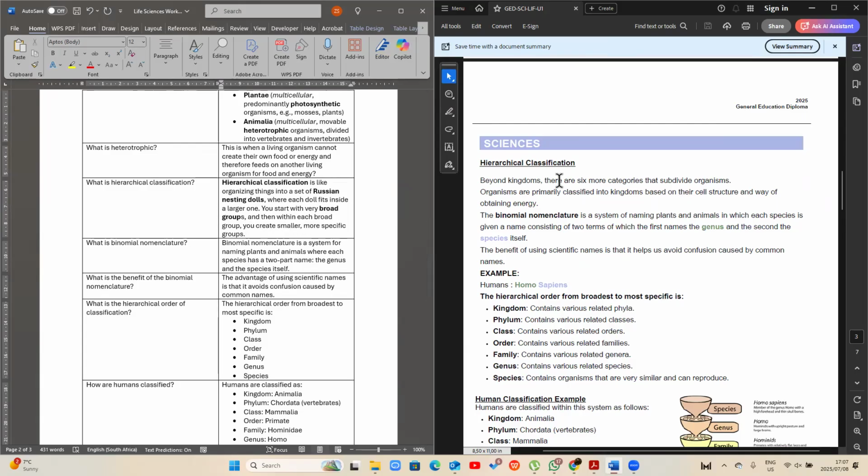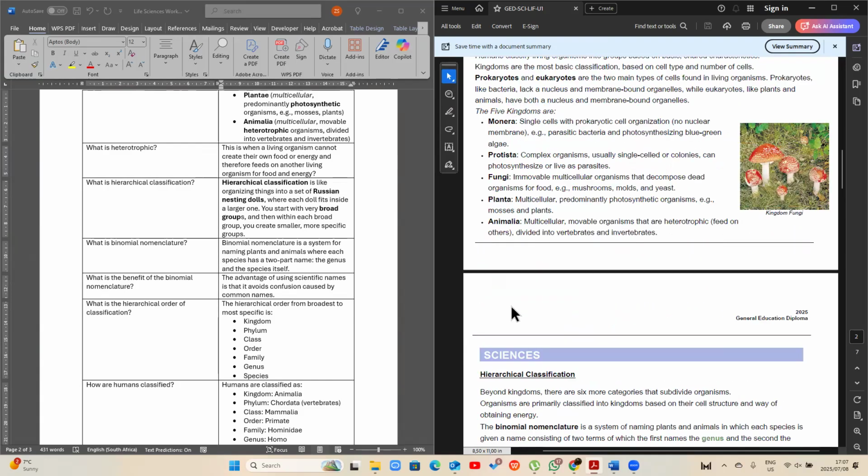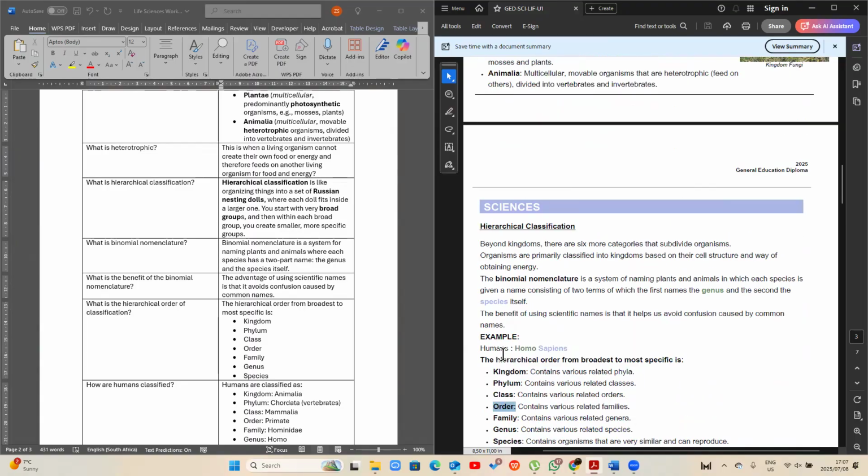So the hierarchical classification is what we then use to further categorize kingdoms, because we don't just have kingdoms that we can classify ourselves under. We're not just part of kingdom Animalia, but we're also part of a phylum and a class and an order, and so it goes on.